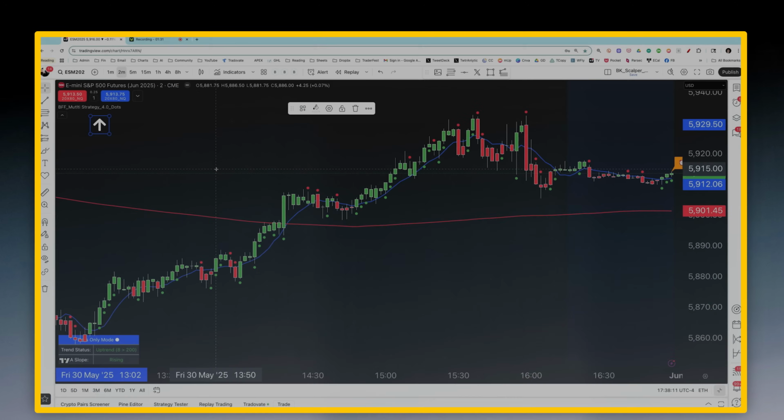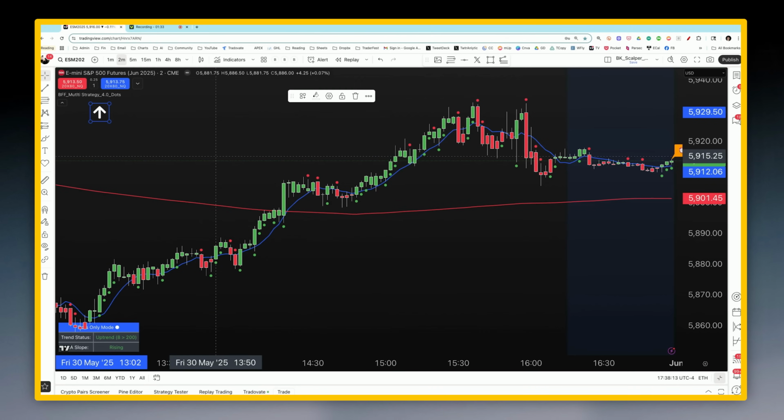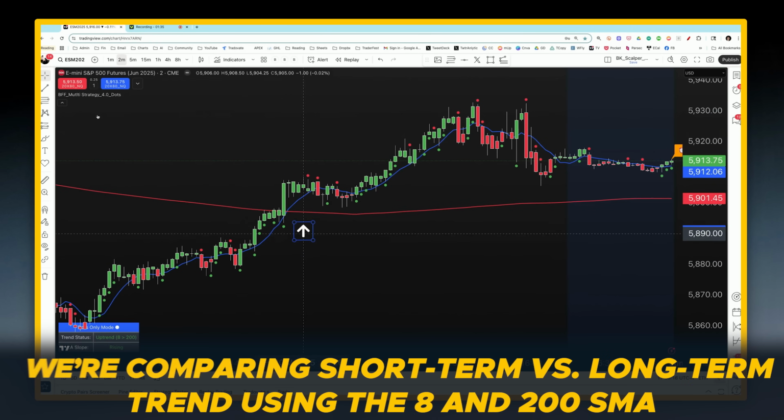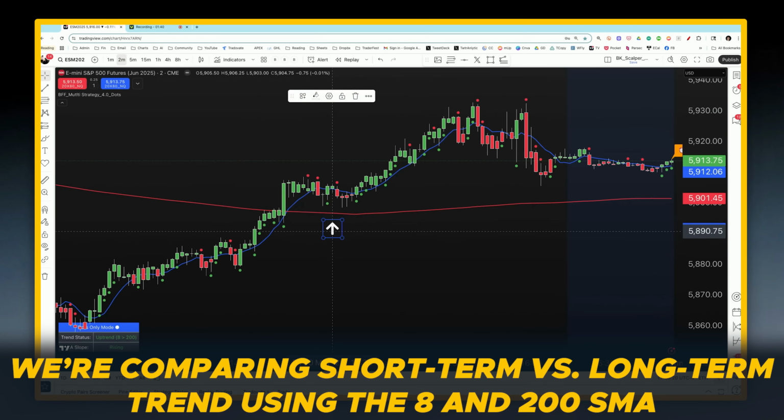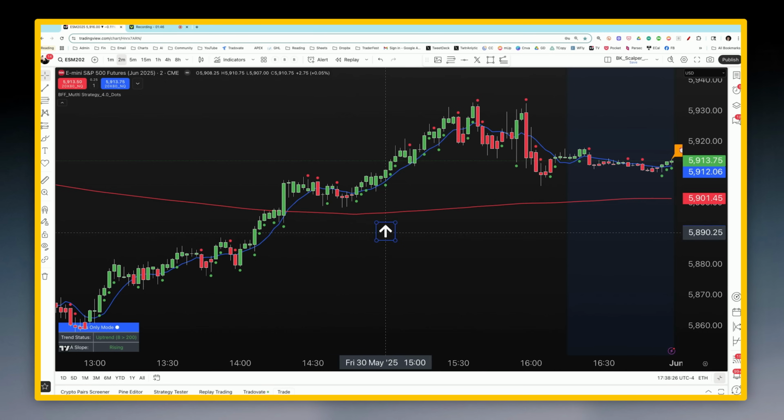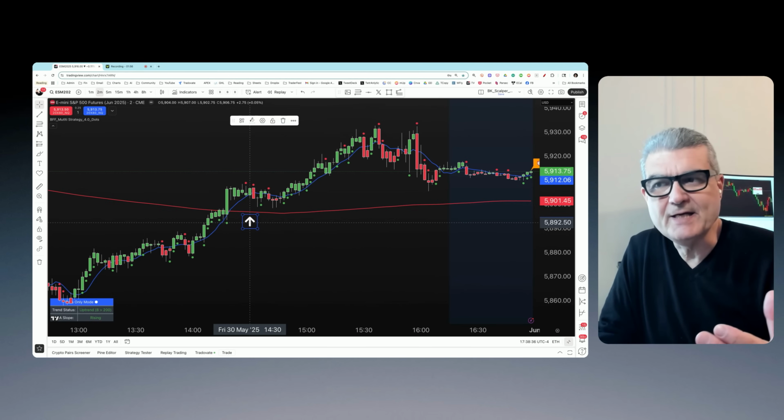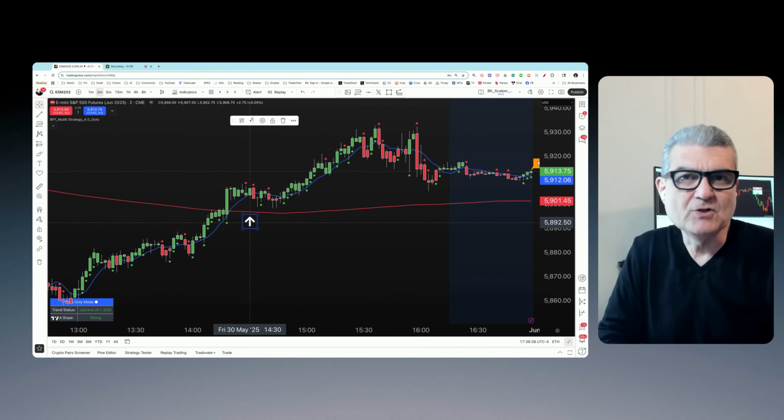So first order of business, we need trend, correct? Therefore, we're looking for short-term trend over the long-term trend. In this particular case, my default values are the 200 period SMA and the 8 period SMA. The red line here is the 200 period. The blue line here is the 8 period. You don't need anything more complex, and it's not like these are magical numbers. They're simply representations of short-term versus long-term moving averages.